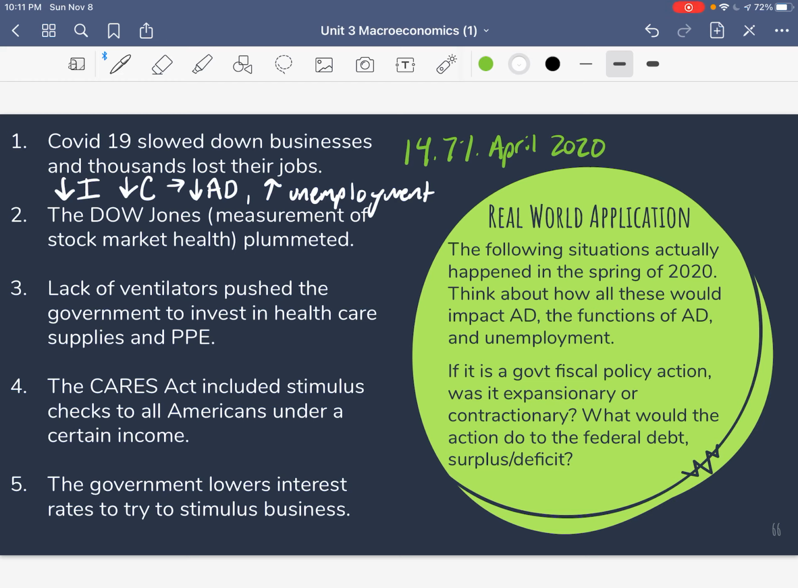The Dow Jones, which is a measurement of stock market health, plummeted, okay? So if the stock market is not doing well, that means that people aren't getting returns on the stocks and bonds that they've invested in. They have less money. That decreases consumer spending. And a decrease in consumer spending leads to a decrease in aggregate demand. And if we're making less stuff because aggregate demand decreases, that will increase unemployment.